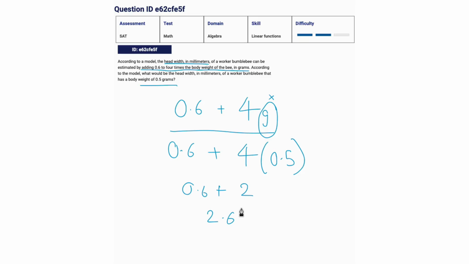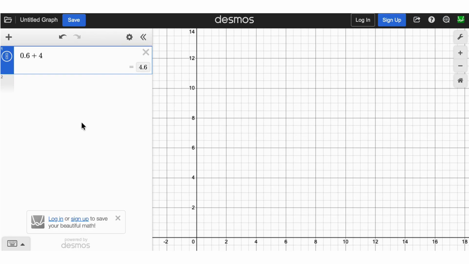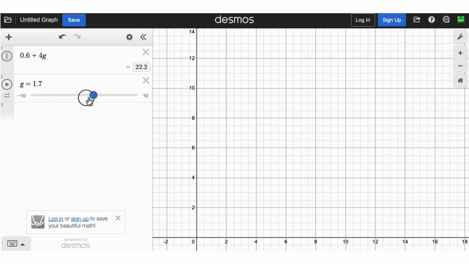Now I'm going to be showing you how to do this on Desmos. We're right now on Desmos. I've typed in the equation that we formed using the question, 0.6 plus 4G. You could write any letter here actually. I'm going to choose G just to show you something. As soon as I type any letter here, Desmos asks you to add a slider. So I'm going to be doing that. And it lets you choose any value you want. And as you can see here, if you keep watching, the value changes as required.